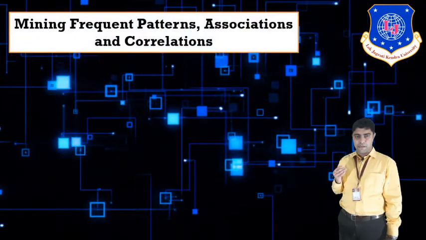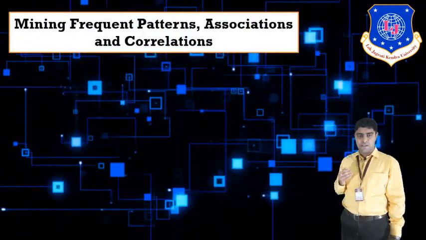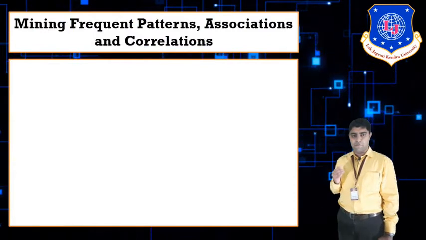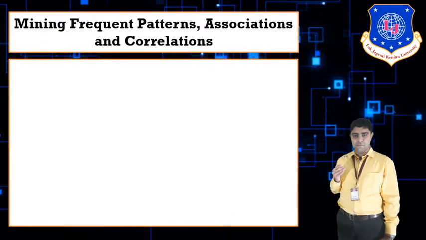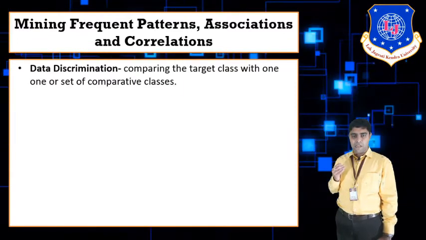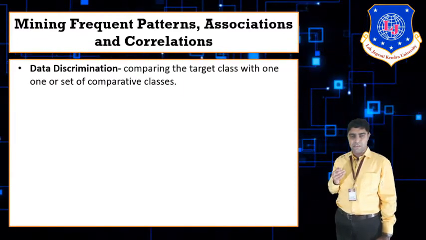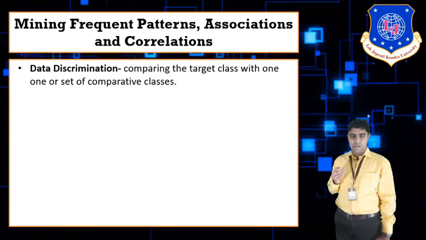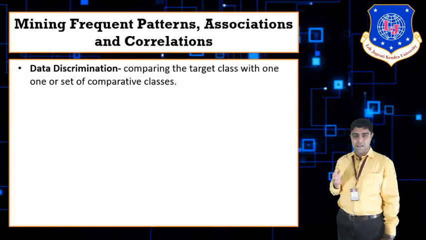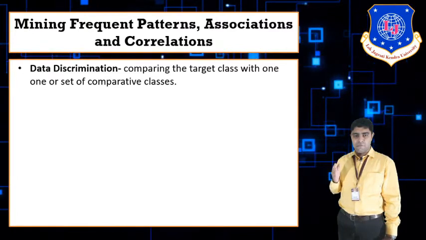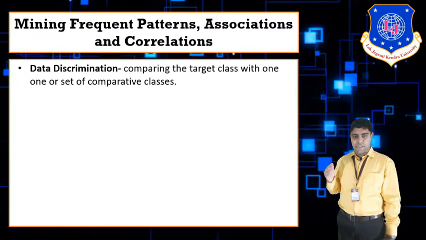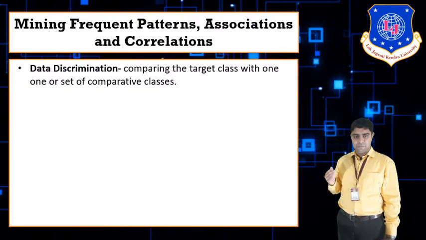Next is mining frequent patterns, association rules and correlations. In mining frequent patterns, we will find different types of frequent patterns in the data, and association rule mining is the most important technique or methodology used in data mining. Then data discrimination. In data discrimination, we compare the target class with one or a set of comparative classes. The comparison will be done for each class, and that is called data discrimination.